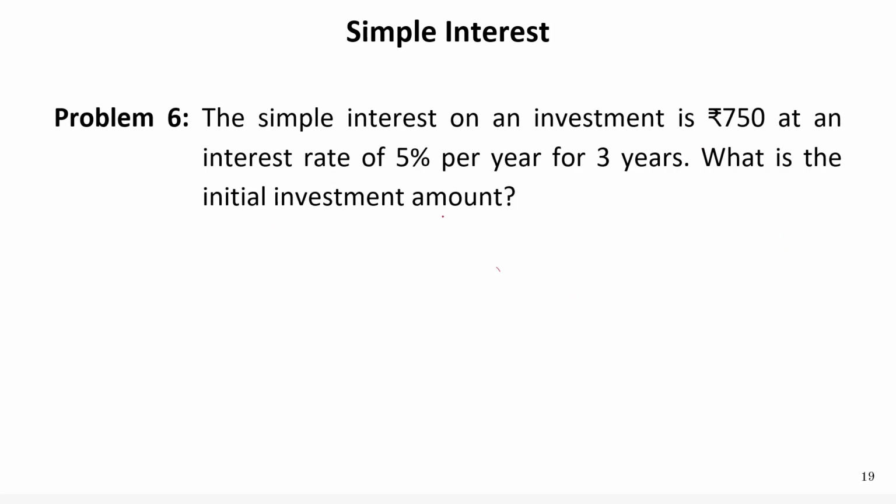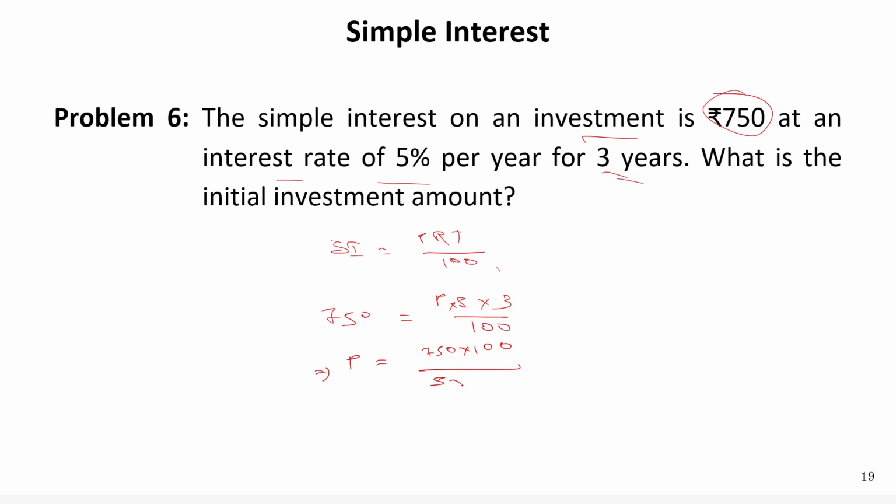So let's see problem number 6. The simple interest on an investment is 750 rupees at an interest rate of 5% per year for 3 years. Then what is the total investment amount? So SI is equal to PRT by 100, right? So P we don't know, so P remains the same and R is 5 and T is 3, by 100 is equal to 750. So this implies that P is equal to 750 into 100 whole by 5 into 3. So this is what?